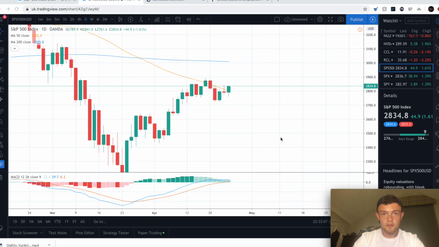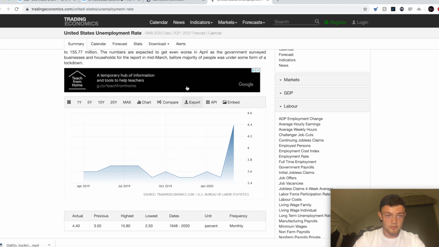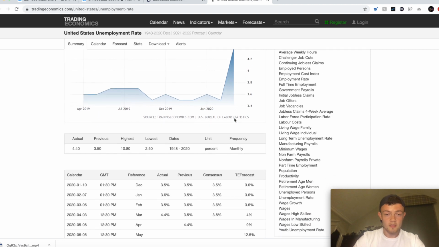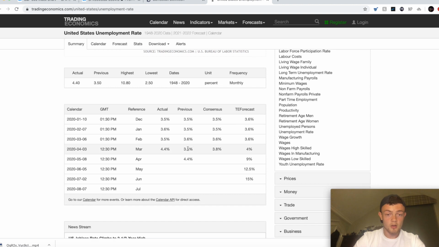So although all the fundamentals are against it going up, as I'll show you here, this is the United States unemployment rate. It skyrocketed up to 4.4%. That was for March. April, the unemployment numbers haven't come out yet officially, but they'll be released on the 5th of May. The forecast is 9%, and then in May, the predicted is up to 12.5%, and it's only rising to 50% by June.